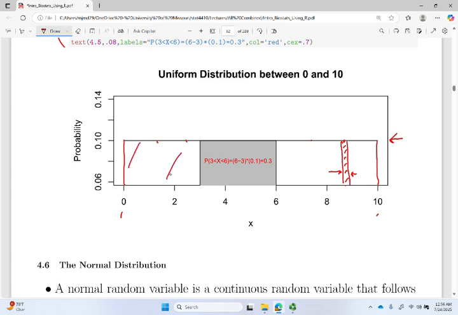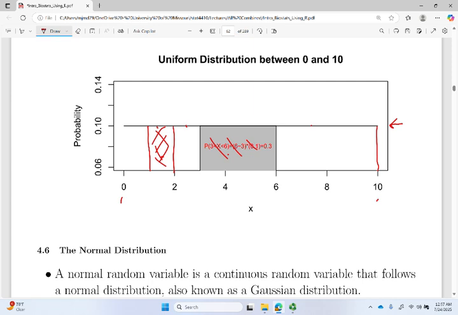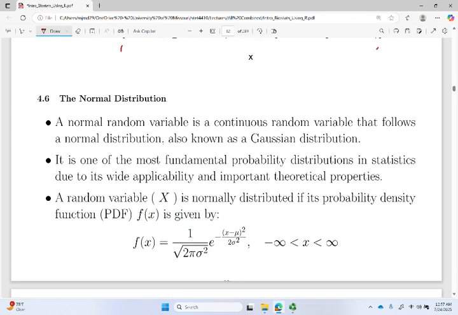If you were to look at the area of this sample space, the base is 10, the height is 1 over 10, so the area of this rectangle is 1. And if we were to look at mutually exclusive events, so let's say we want to find the probability that we're between 3 and 6 or 1 and 2, then we just add the two areas under the curve. So it does satisfy the axioms of probability.